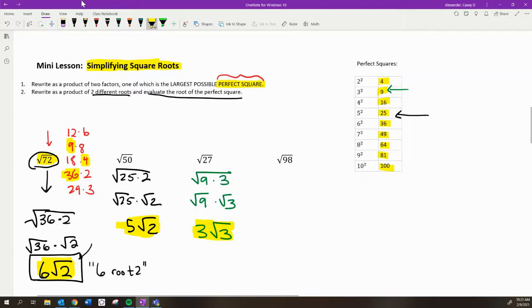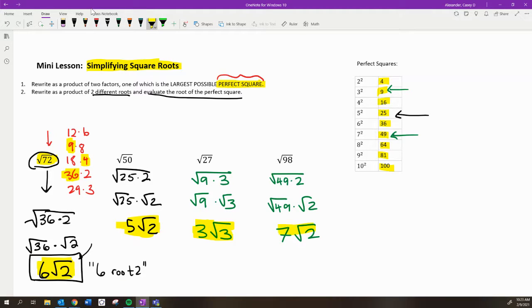Let's do one more. 98 looks kind of scary until you think about the fact that 98 is actually just 49 times 2, and there's 49. It's 7 squared. So if I rewrite this as the square root of 49 times the square root of 2, that means that the solution is 7 root 2.